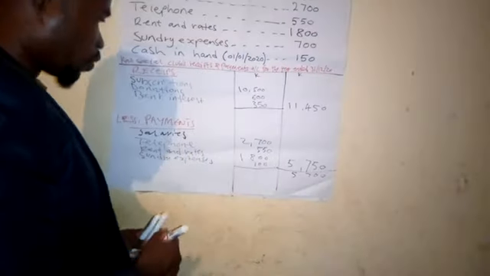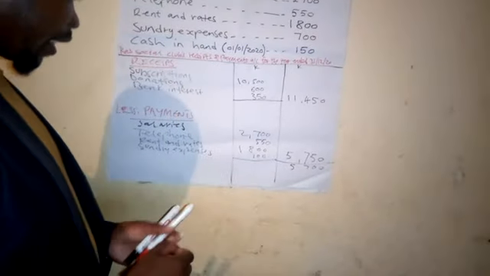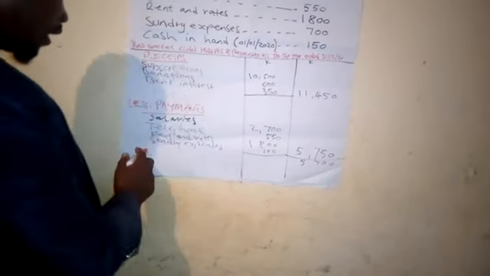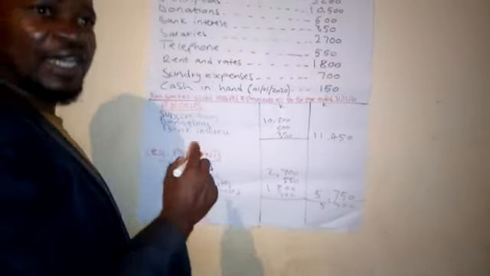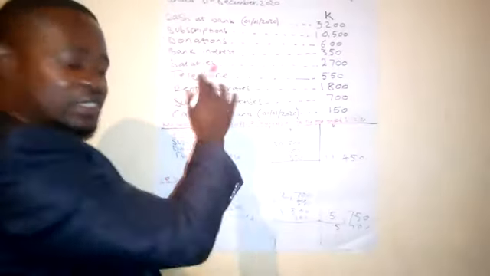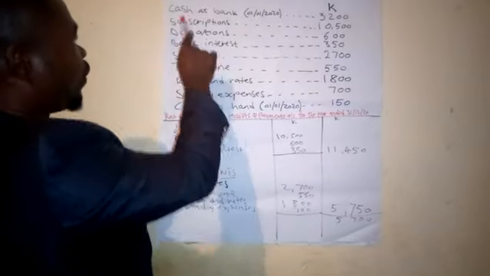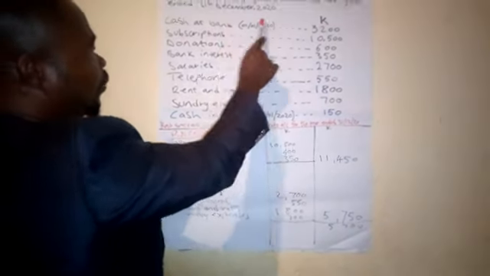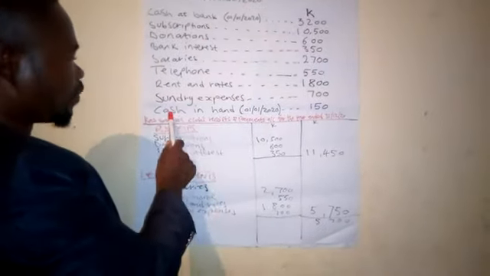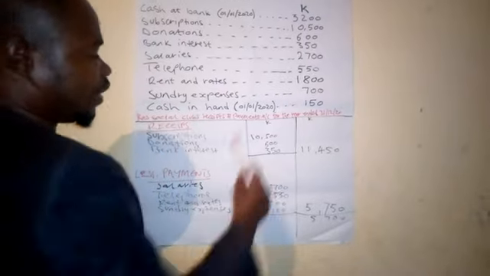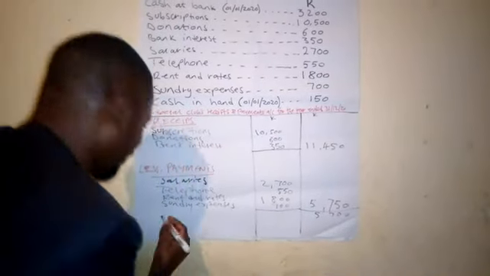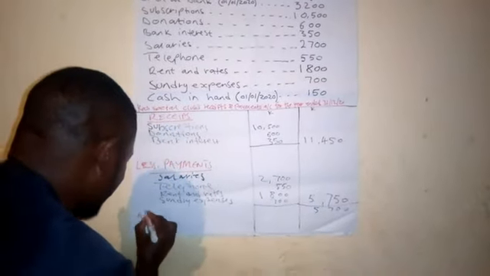Okay. So after you have calculated that, you should at this stage add any asset that is in the question. From this question, we have got 2 assets. We have cash at bank, which is 3,200. We also have cash in hand, 150. So down here you can write add.